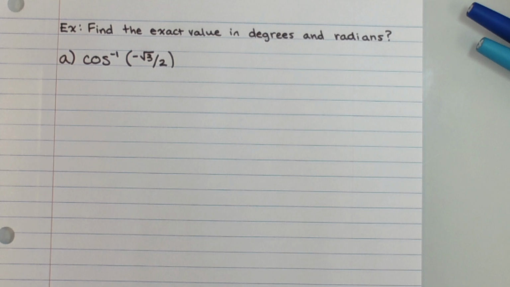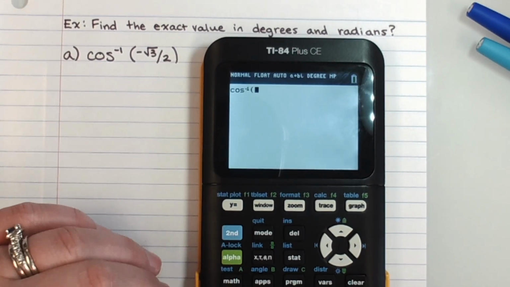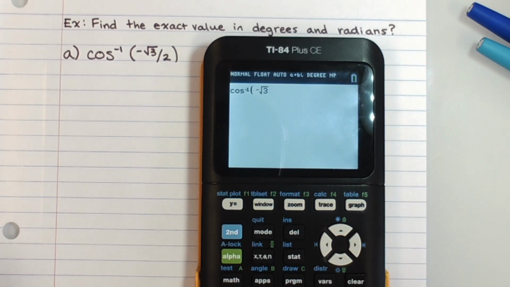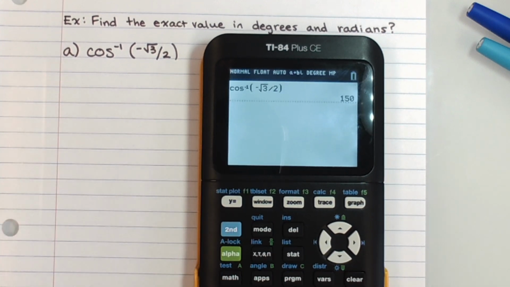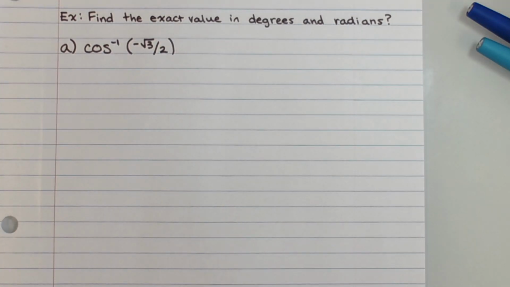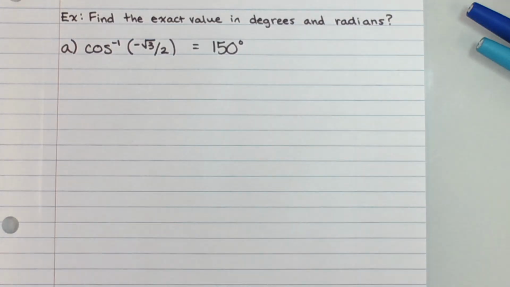Y'all got calculators, right? Can you type in cosine inverse of negative square root of 3 over 2? Guess what it tells you? 150 degrees. Do you think your calculator knows the range of sine, cosine, and tangent? Yeah, the calculator knows the range. Use the calculator. The shortcut is using the calculator.